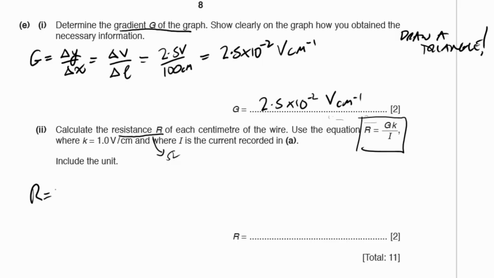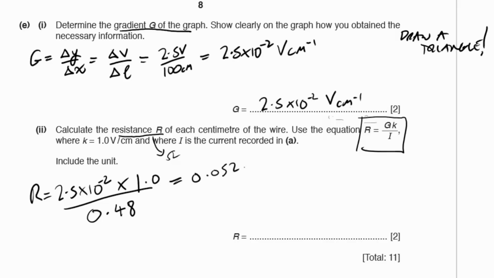R equals 2.5 times 10 to the negative 2 multiplied by K, which is 1.0, and that's obviously the volts, doesn't matter, divided by the first number we measured for current, which was 0.48 amps, and that gives us a value of 0.052 ohms. There we are. Make sure that that decimal point is nice and noticeable. There we go. Well done. Let's jump on to the next one.